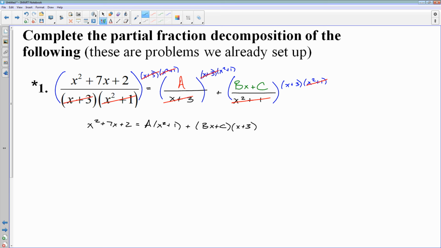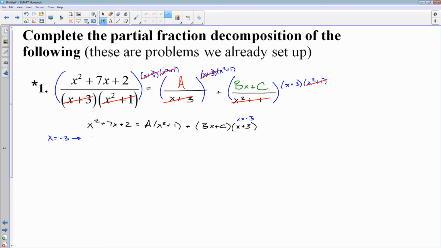Okay, so now that I've gone through and I've canceled my denominators, the next thing I want to try to do is see what can give me a 0. I want to plug in a value of x that's going to cancel something, and what I see first is -3 because that's going to make x + 3 0. So I'm going to plug in -3 and let's see what happens.